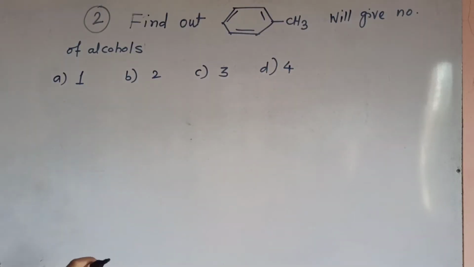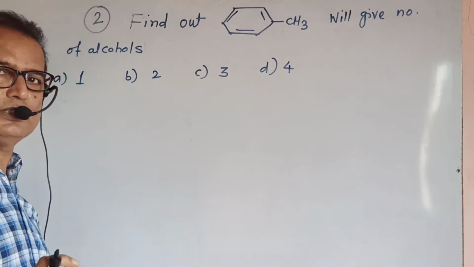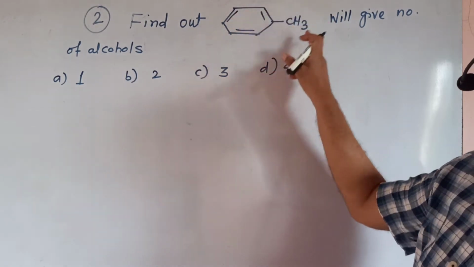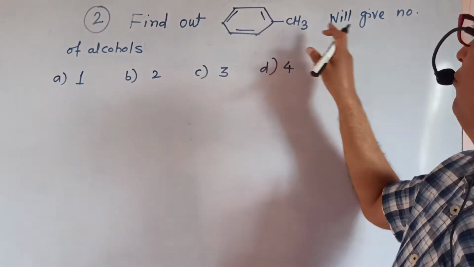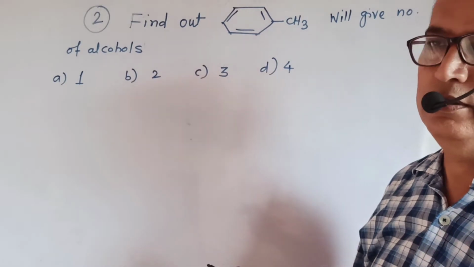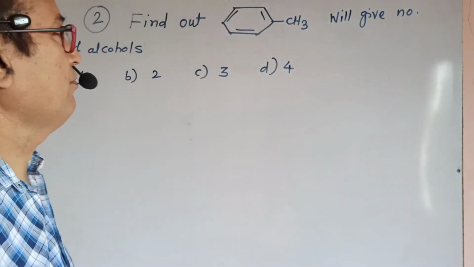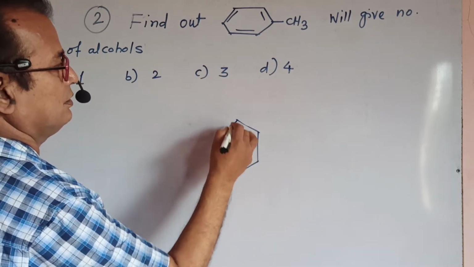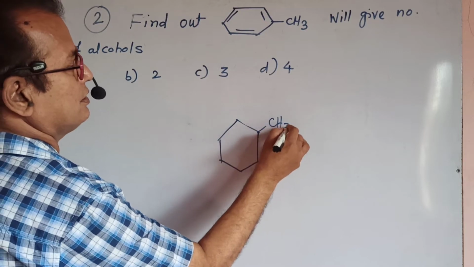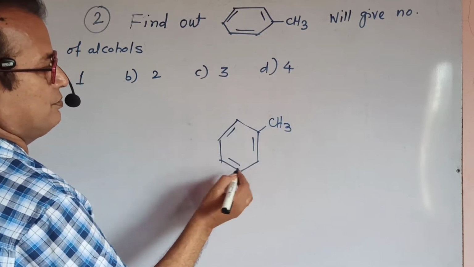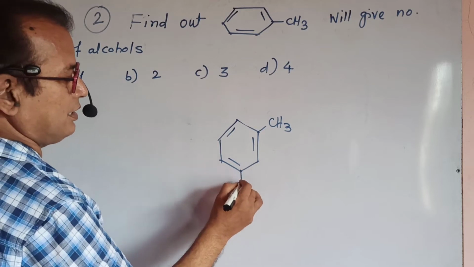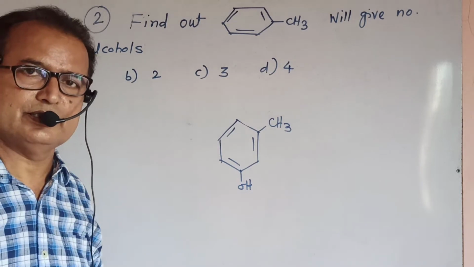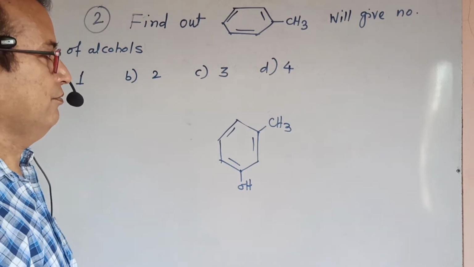Yes, next important question. A simple question is there. This simple question indicates that this is toluene. How many alcohols are formed by this toluene structure? In this toluene structure, CH3, if an OH group is directly attached to this benzene ring, here or here or here, it is not an alcohol. It goes to phenol, a phenolic structure.